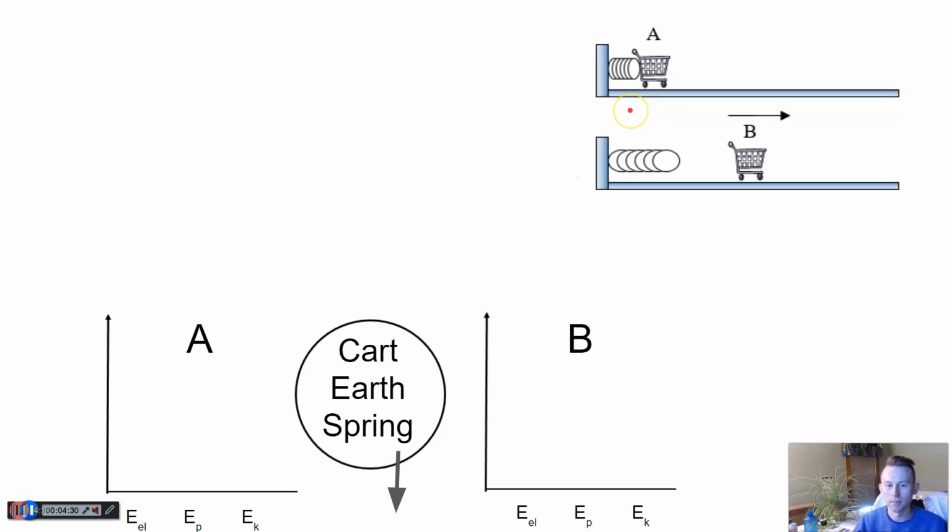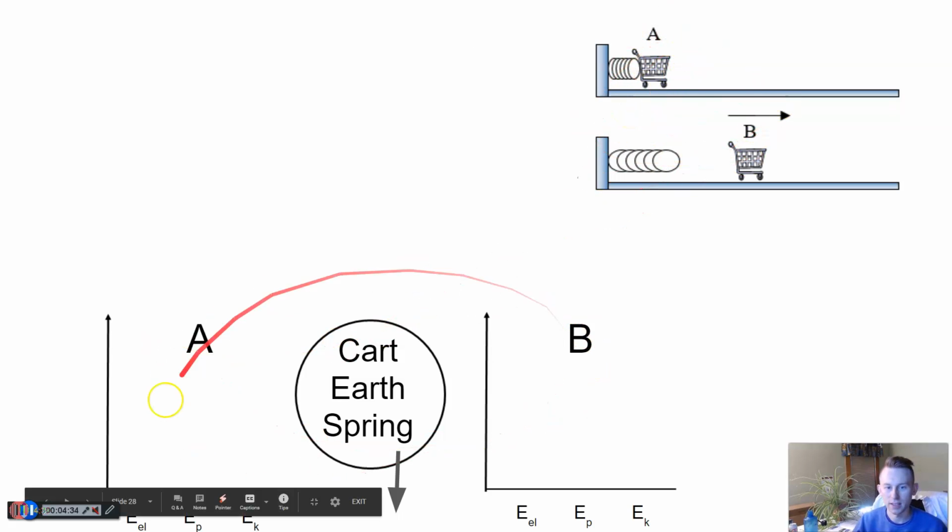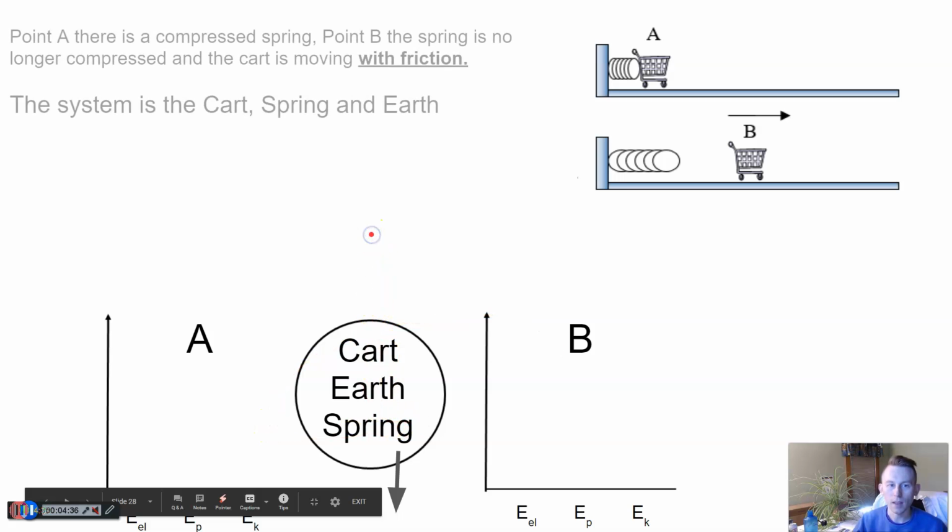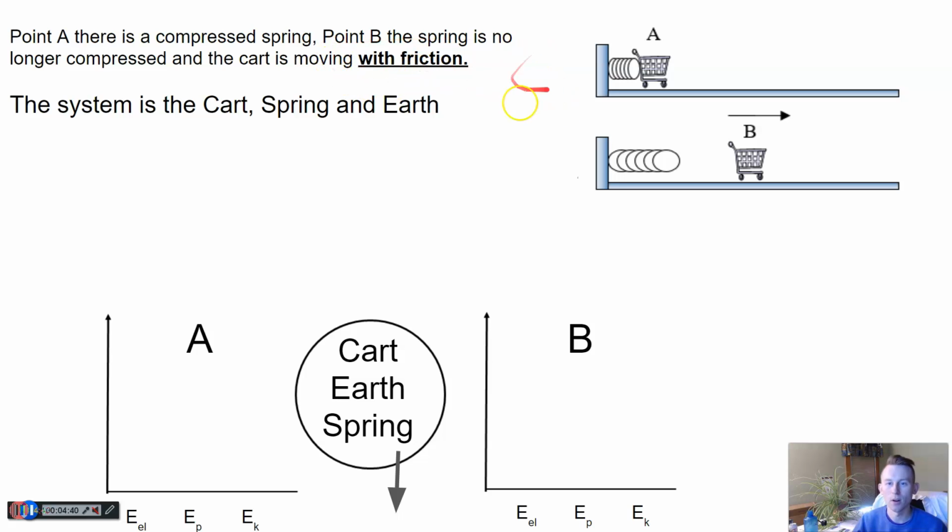So here we go. In your notes, I want you to draw this again. And this time, I want you to say that there is friction. Make a note off to the side somewhere that the system is the cart, spring, and earth, and that there is now friction. We have to deal with that. So remember, since friction is an external force, there's going to be some transfer of energy.